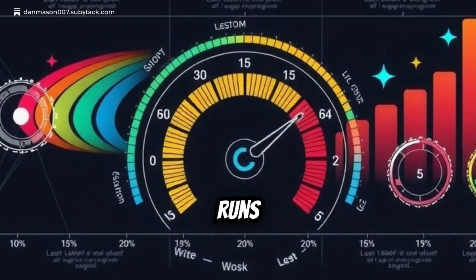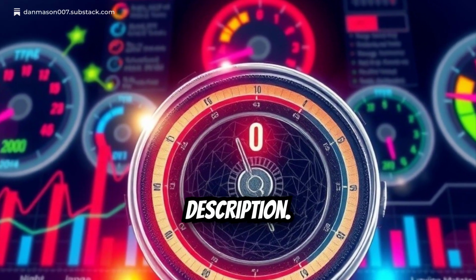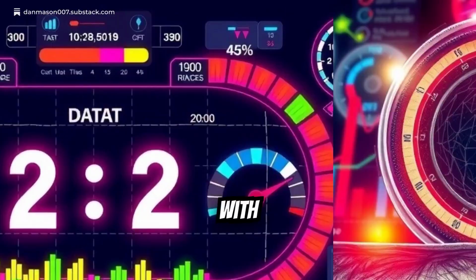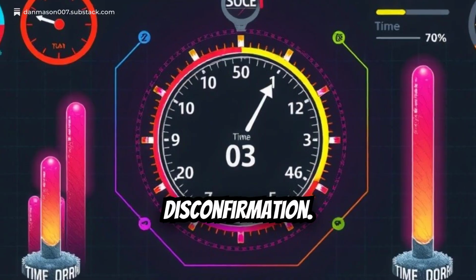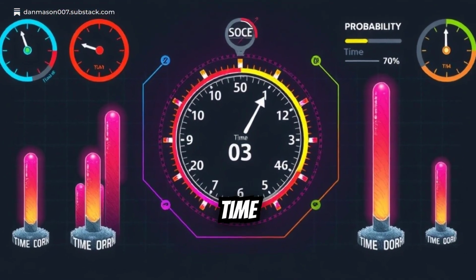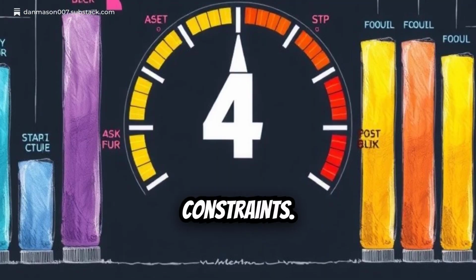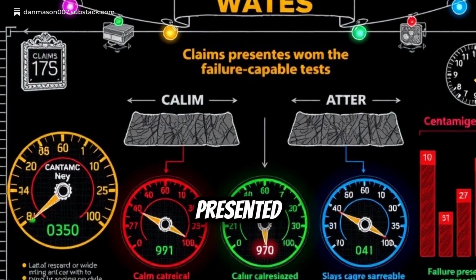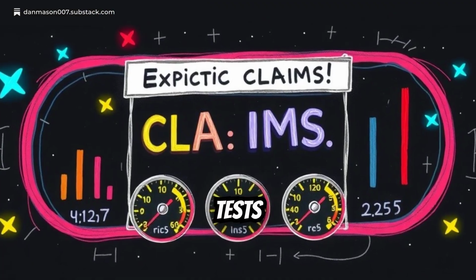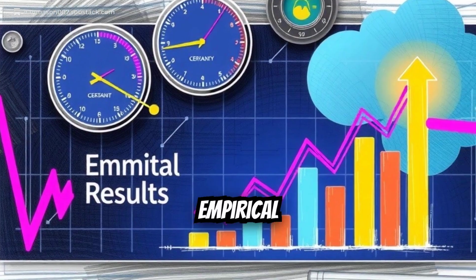Leakage score runs from 0 to 5. 0 is pure observation or description. 1 is mild interpretation with clear data linkage. 2 is strong inference with weak disconfirmation. 3 is time or probability language used as a substitute for a missing mechanism or constraints. 4 are necessity or sufficiency claims presented without matching failure-capable tests at the same claim level. 5 is explicit boundary rules or metaphysical certainty presented as if they were empirical results.